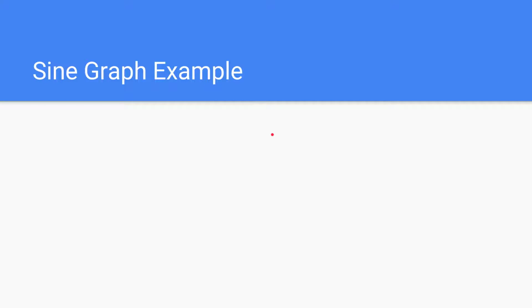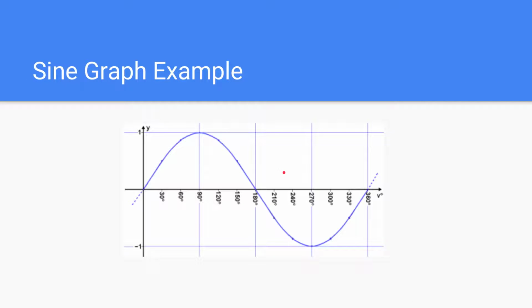Now let's take a look at a sine graph example. This is your basic sine graph with the equation that I just showed you. So as you can see, the period would be 360 because one period is going up and it's going down and it's coming back to the middle.